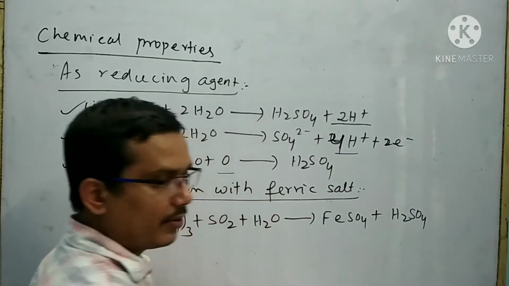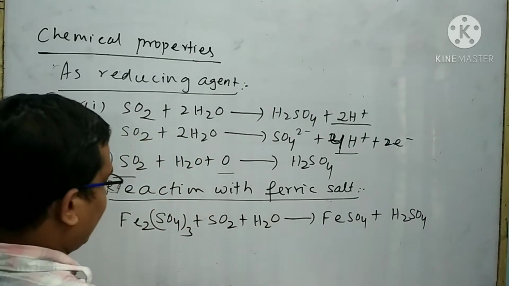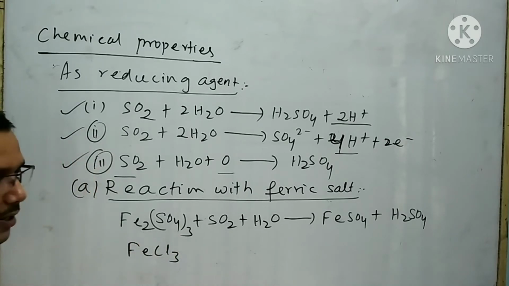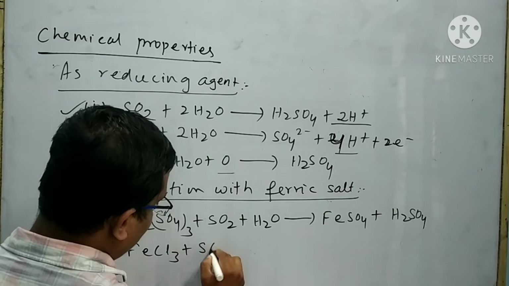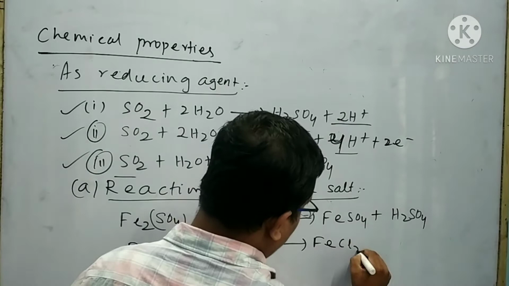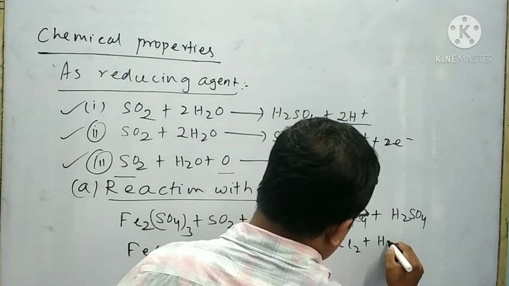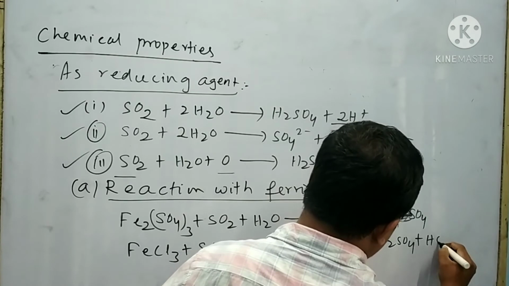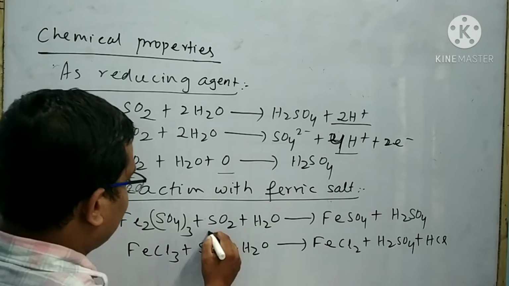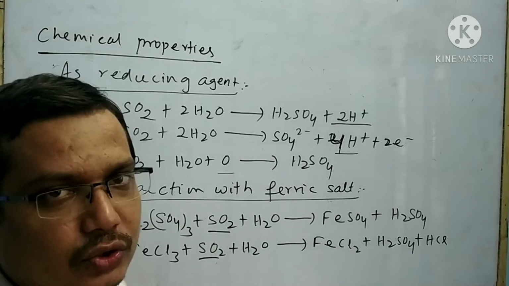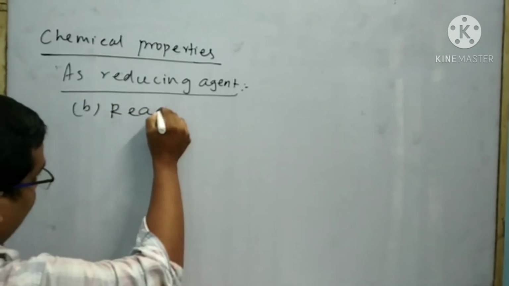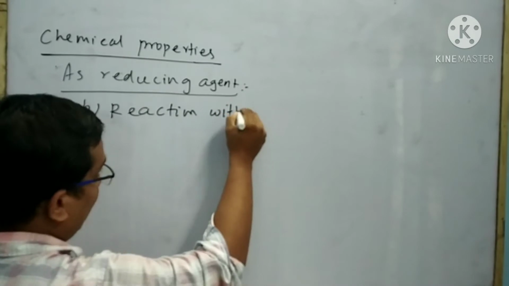H2SO4 are formed. Similarly, suppose I take another example of a ferric salt, ferric chloride. When ferric chloride reacts with sulfur dioxide and water, then ferrous chloride, H2SO4 and HCl are formed. In this reaction, SO2 acts as a strong reducing agent. Next reaction is reaction with the halogen.